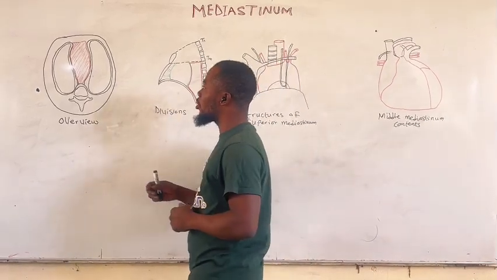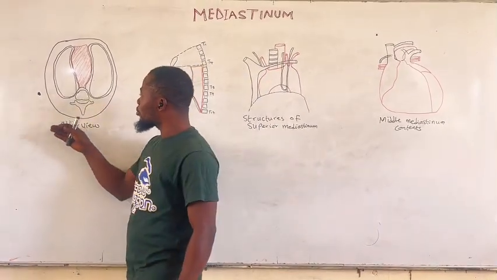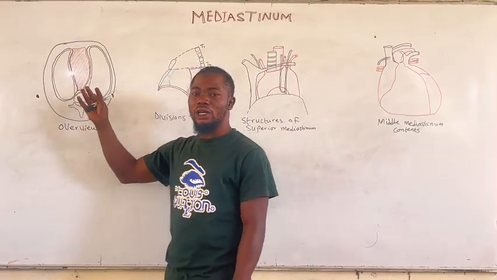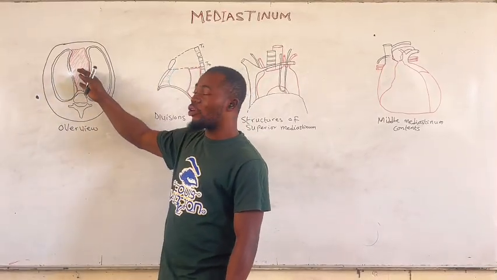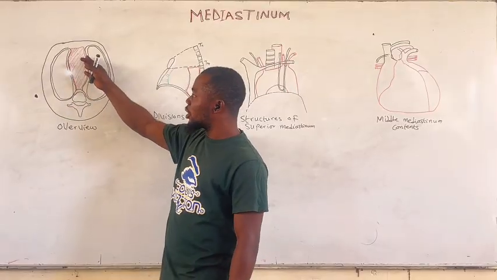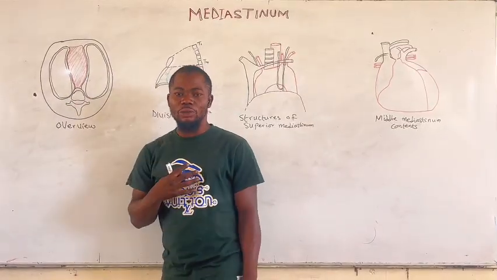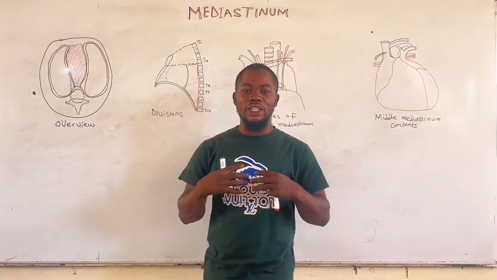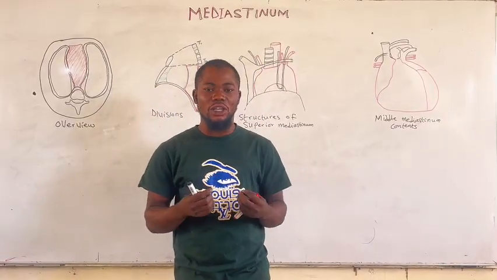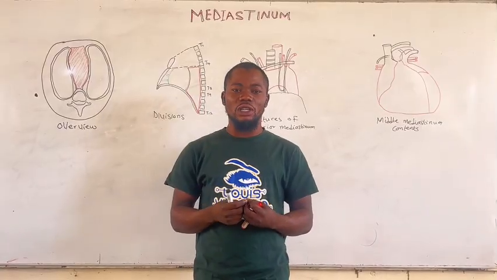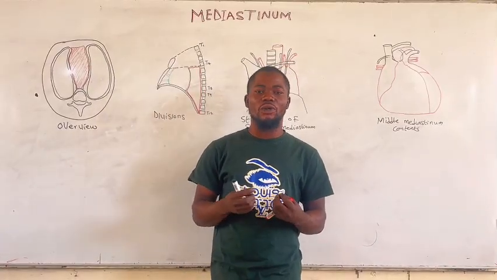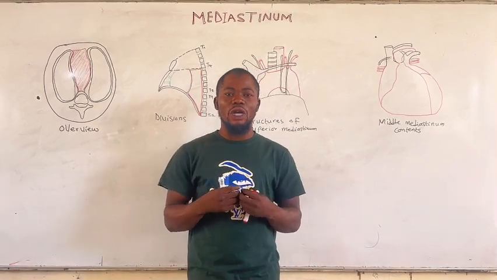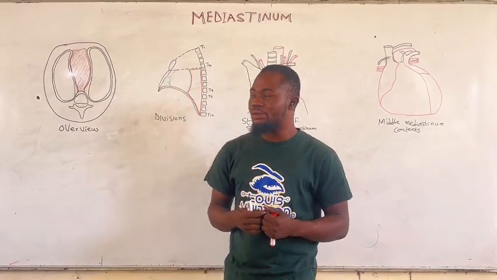From this overview, we can see that on our right side and our left side, there is the presence of the pleural cavity. And in between these pleural cavities is where the mediastinum is located. So the mediastinum is a middle septum present in the thoracic cavity between the two pleural cavities that house the lungs. The mediastinum is very important because it houses all the viscera of the thoracic cavity except the lungs. It houses the heart together with the origin of the great vessels.